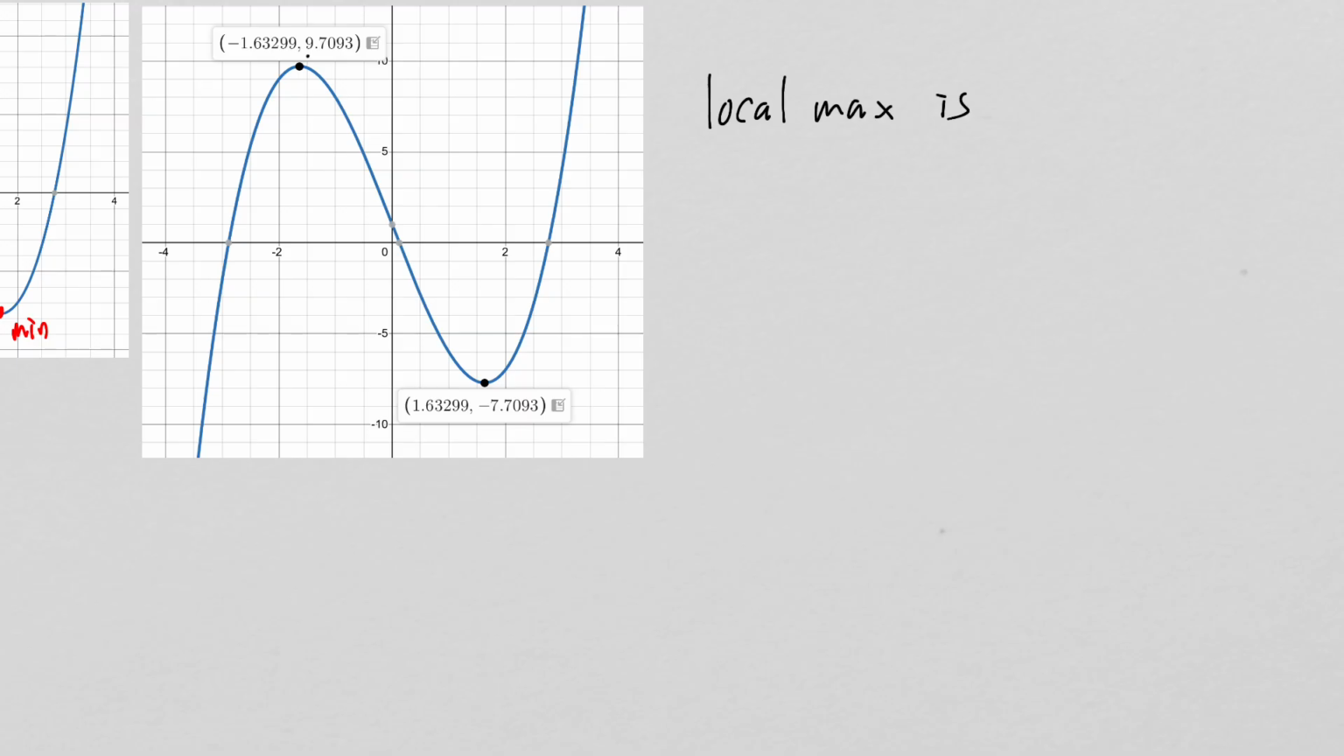is 9.709, and that occurs at x equals negative 1.633, right? That's where that is occurring. And then the local minimum is negative 7.709, right? That's this down here. And that occurs at the point x equals 1.633.